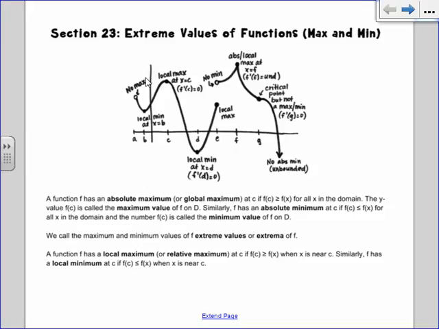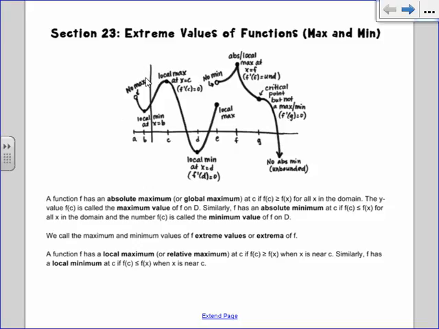Similarly, f has an absolute min if it's the lowest y value on the entire graph, and f of c is called the minimum value. So again, it's a y value. If I ask for the max or the min value, it's the y value, how high or low it goes. We call the maximum and minimum values extreme values or extrema. So if you ever see an AP question that says find the extrema of the function, that's saying find all maxes and mins.